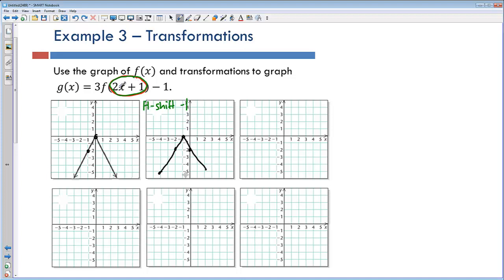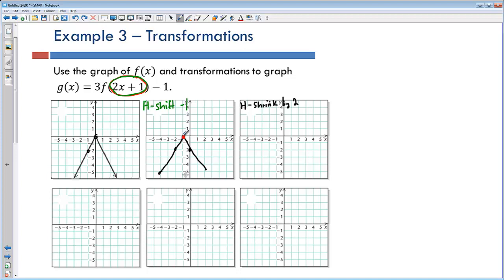And now we have the times 2. When I say times 2, I want to think it's a stretch, but it's on the inside. So it's actually a horizontal shrink. It's a horizontal shrink by 2. Right, so by a factor of 2. And so let's do that one. Let's pick some other points here. Let's take this point right here. And we're going to shrink it horizontally by a factor of 2.